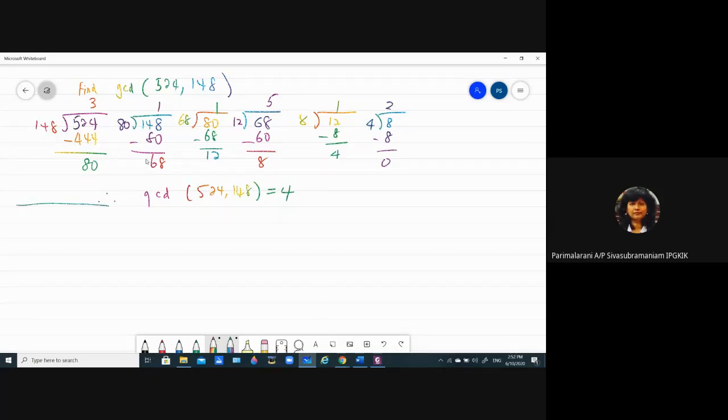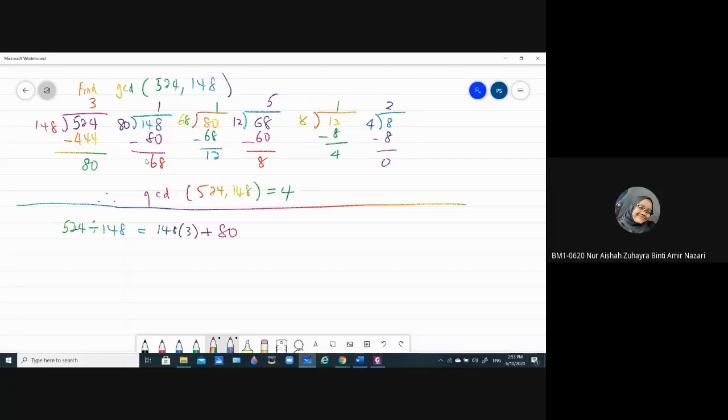Or you can also write it in another way, okay? You can also write it like this. The first division is 524 divided by 148, correct? And we get 148 multiplied by 3 plus 80. Is this correct? If I write like this, 524 divided by 148 is 3. This means we have 3 of 148 inside 524 plus the remainder 80. Is this correct? Yes, isn't it?